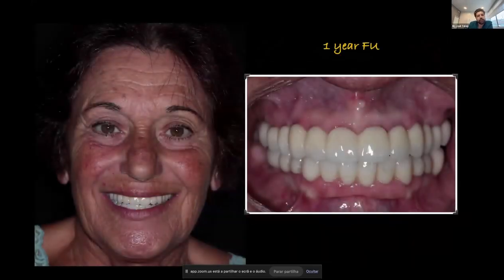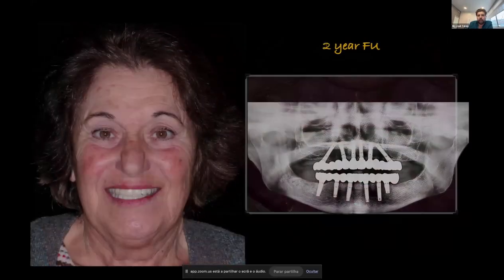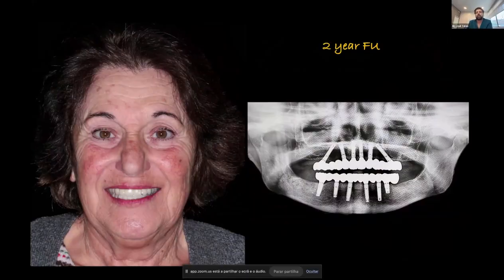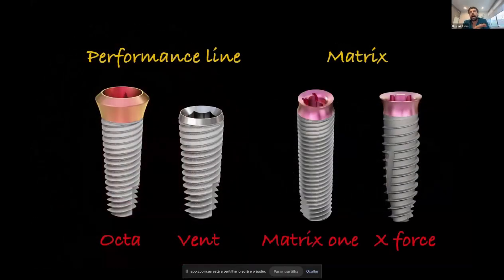This is the 1 year follow-up of this same case. And this is the 2 year follow-up. And look at the bone situation. Again, very, very stable. And the patient very, very happy with the result. So now you get to see an evolution of this.